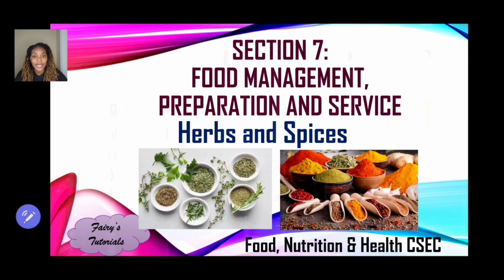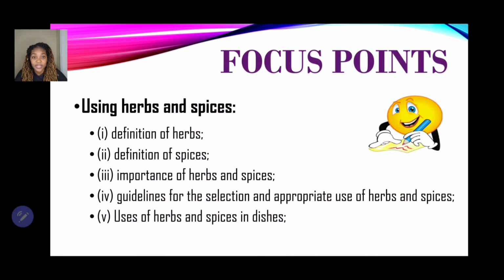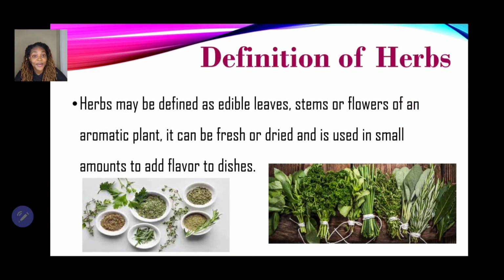Now, let's take a look at our focus points. So, we'll be looking at a definition of herbs, spices, the importance of herbs and spices, guidelines for the selection and appropriate use of herbs and spices, and also the uses of herbs and spices in dishes. Now, let's get started with the definition of herbs.